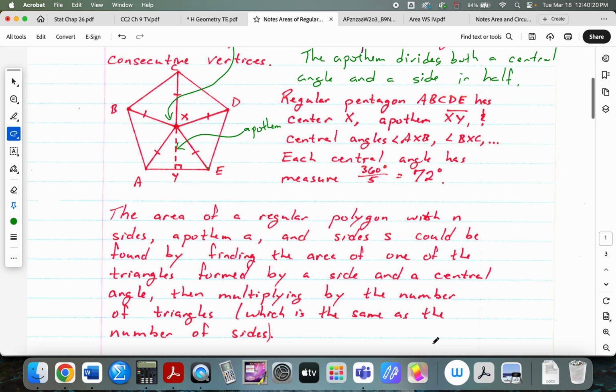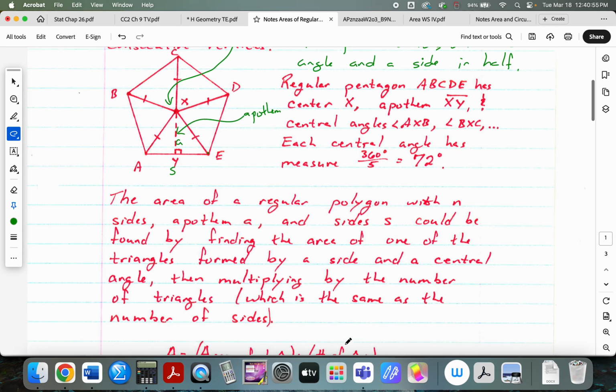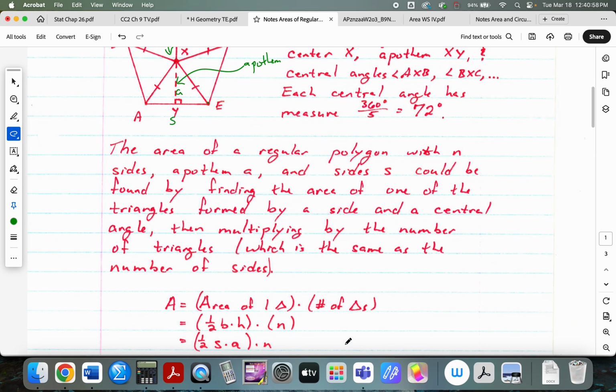So if you were trying to find the area of a regular polygon where n was the number of sides and the apothem was a, and the lengths of the sides were s, what you could do is go, okay, this is a, and this is s, and I could find the area of this triangle, right? The area of the triangle would be 1/2 of s times a. And then I could just multiply by the number of triangles that we have, which is the same as the number of sides. There are 5 of these triangles. There are 5 sides. So that would be 1/2 of s times a times n. And if you want to memorize that as the formula, feel free to do that.